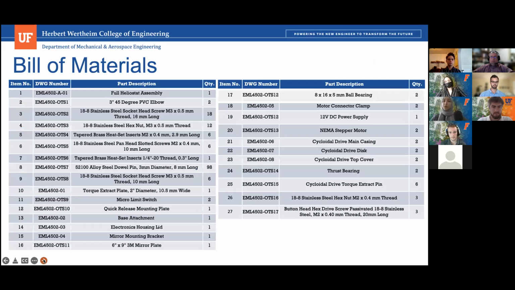So this is just a list of our bill of materials. And basically we try to use the same kinds of fasteners wherever possible in order to minimize the number of parts. And we also tried to use OTS parts when we could, which is why we repurposed the PVC and used the modified PVC elbows and incorporated that into our design. Next slide.